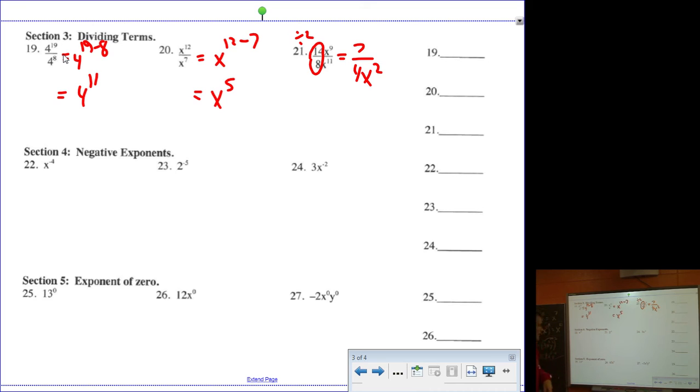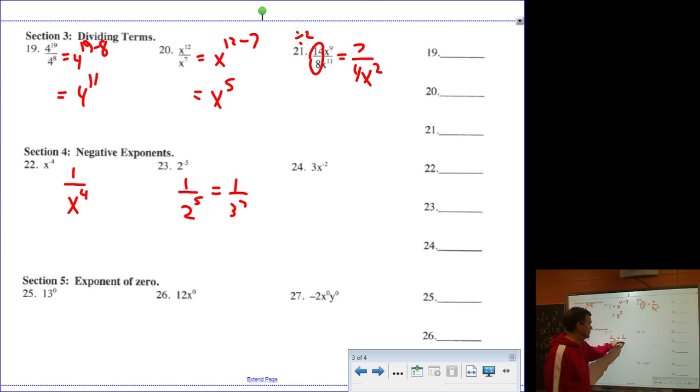Negative exponents. Negative exponents mean take the reciprocal or move it to the opposite place in the fraction. So here I might take the reciprocal, and that turns the exponent positive. And of course, that is my main goal, is just to turn the exponent positive. Here I might take the reciprocal of 2. That turns the exponent positive. If I want to go ahead and apply the exponent, that would equal 1 over 32.